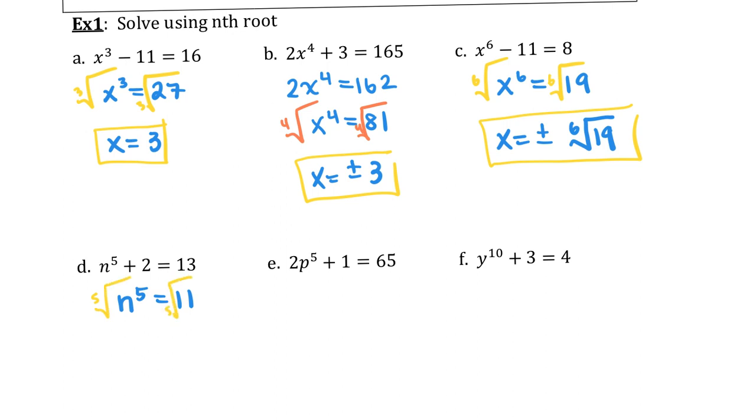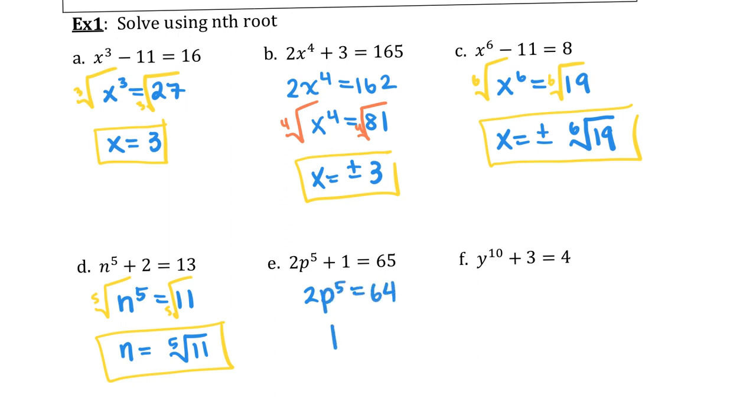Okay, if I do a fifth root, do I get 2 answers? No, I just get 1. So do I know the fifth root of 11? No, it's irrational. So n is the fifth root of 11. No plus minus if it's an odd exponent.